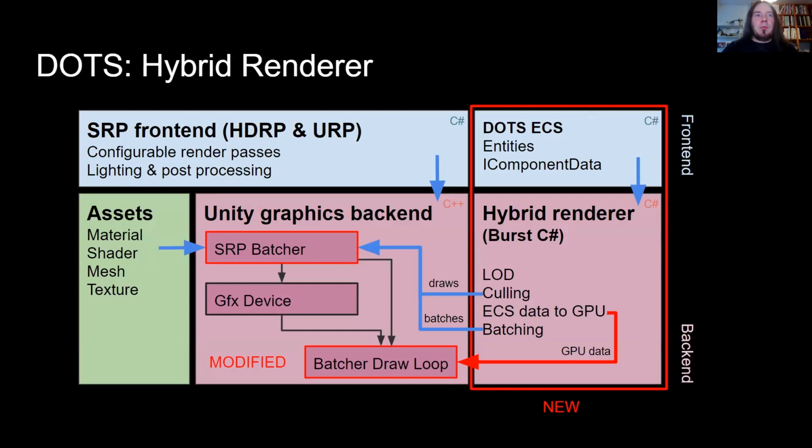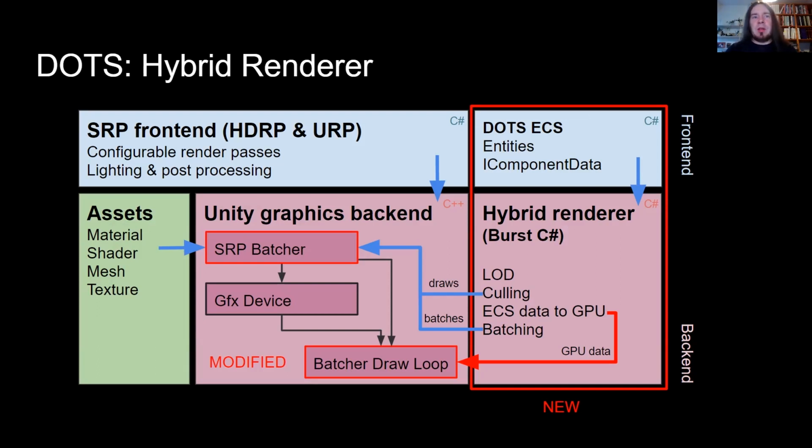Now, let's talk about the DOTS hybrid renderer. The hybrid renderer is a new technology that connects DOTS ECS to Unity's existing rendering architecture. This allows us to keep the existing graphics authoring tools in place while replacing the runtime with a faster one. The SRP frontend stays the same. We use the existing assets and big parts of the existing graphics backend.